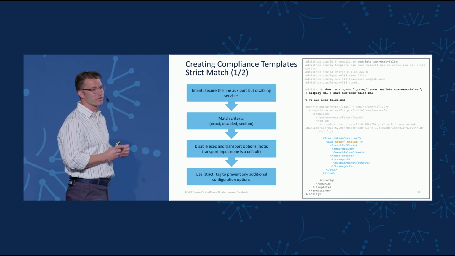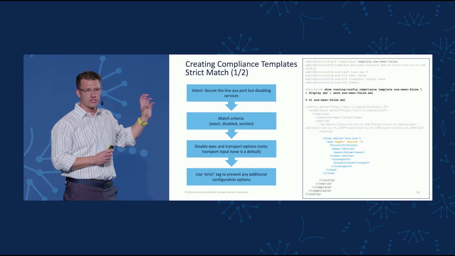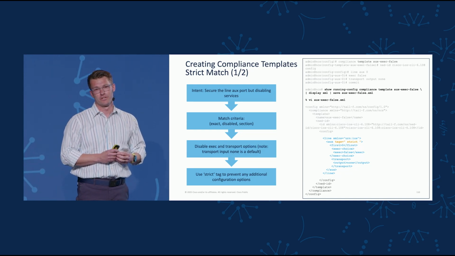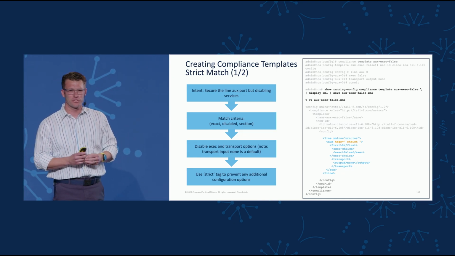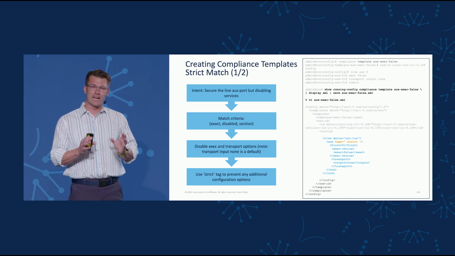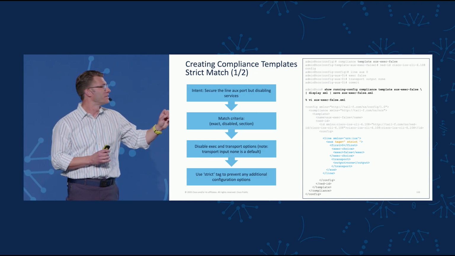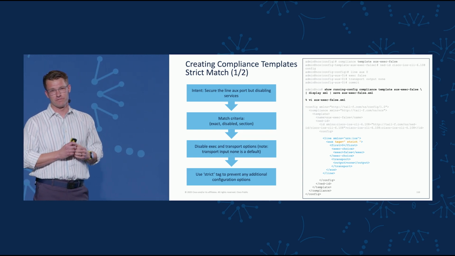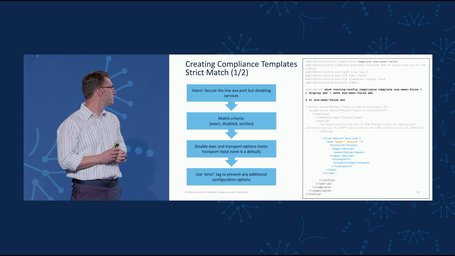So in this example, this is for a strict match. And our intent is to secure the line aux port of a router. This port isn't used by most customers anymore, perhaps had a modem or something in the past connected to it. But for now, they want an exact match to disable the port. And it's actually going to be a section of configuration. It takes multiple lines to secure this config.